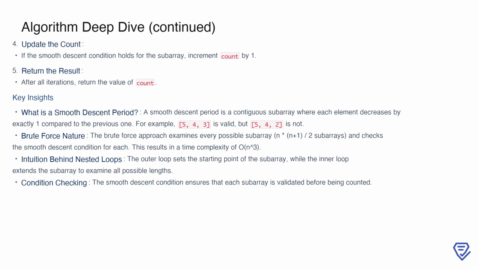The approach has a time complexity of O(n³), since it generates and checks n(n+1)/2 subarrays, with an additional validation step for each. The nested loops are crucial to this process, as the outer loop sets the starting point while the inner loop extends the subarray to test all possible lengths. The validation step ensures that only subarrays meeting the smooth descent condition are counted.